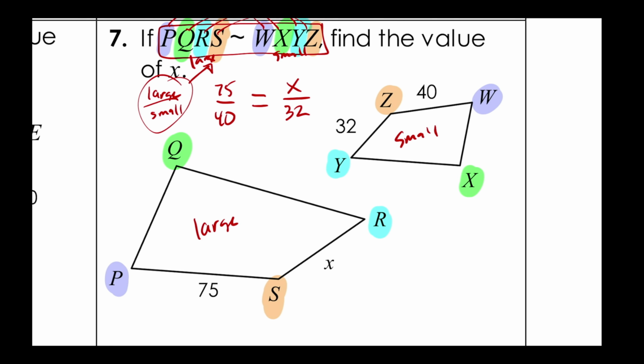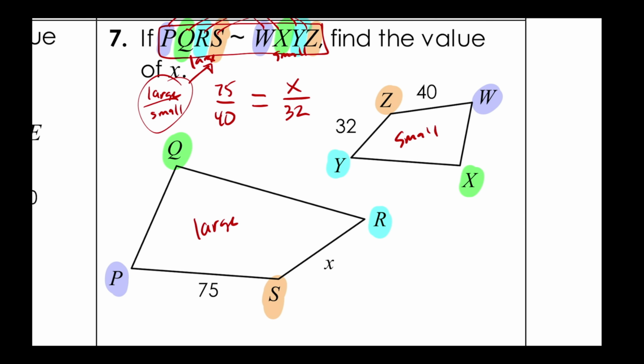Now I set that equal to a ratio that has the part that is missing. That's right here, orange, blue. So I look at orange, blue over here. Yes, they have a number here too. Which one goes first? Large goes on top. So orange, blue, large is X. That's why I put X there. Orange, blue on the small one is 32. Those are the matching sides.